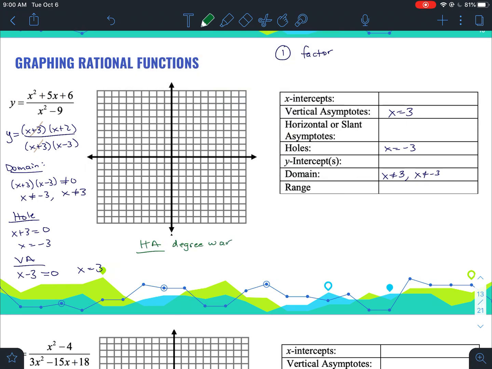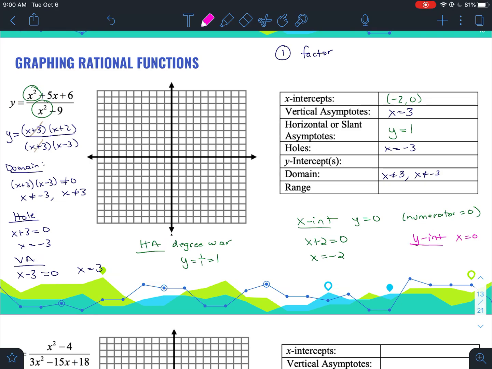For horizontal asymptotes, remember you play the degree war game. And who wins? Well, it's x squared over x squared. It's a tie, so it's the ratio of their leading coefficients, which is 1 over 1. So I have a horizontal asymptote at y equals 1. For x-intercepts, you let y equal 0, or it's when the numerator equals 0 after you cancel. So what's left in my numerator is x plus 2. So I need x plus 2 to equal 0. So I have an x-intercept at negative 2, 0.